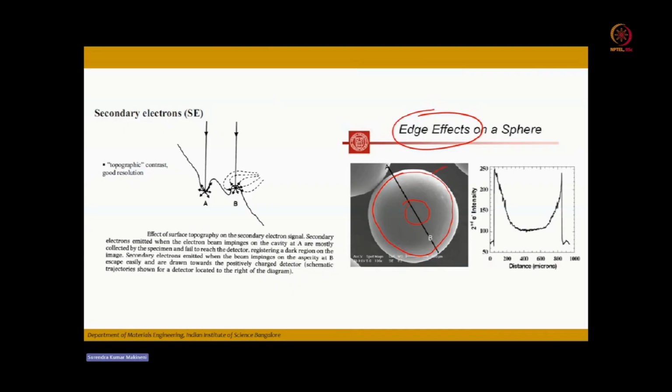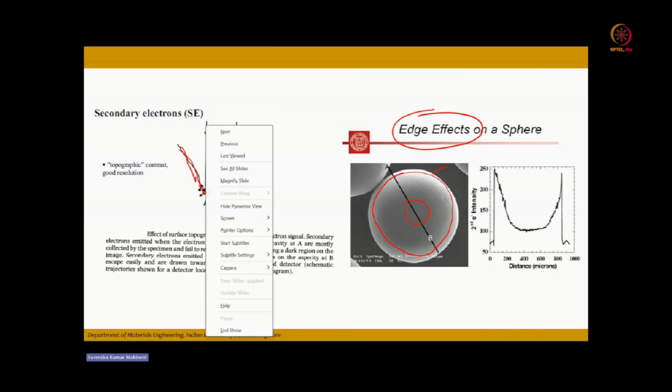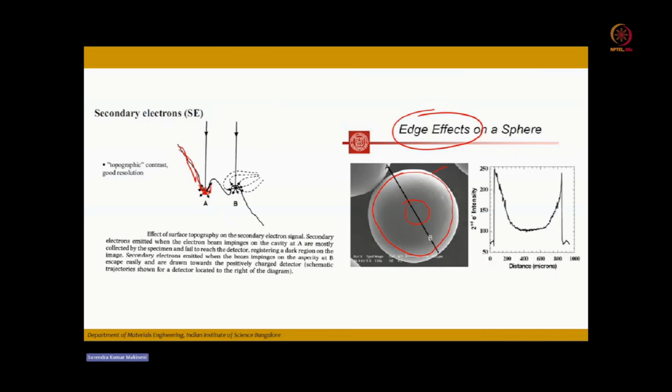Now, if your sample surface is something like a fracture surface, you get topographic contrast. If your sample surface is not uniform, wherever there is a dip, the yield of these electrons will be much less, but wherever there is a tip, the yield of electrons will be much higher. So you can see that these secondary electrons are easily used for topographic contrast.